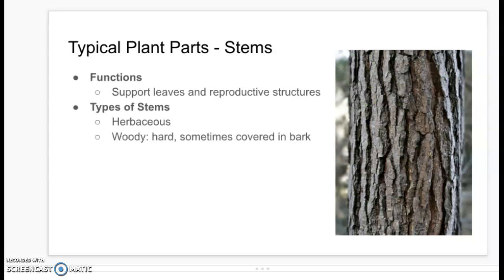The second type of stem is a woody stem. Woody stems are hard. Many times they are covered in bark, and as you can imagine, the bark is basically a protective layer that allows this type of plant to protect its stem system. So the bark works as a protective layer for different conditions, whether harsh weather conditions or environmental changes.